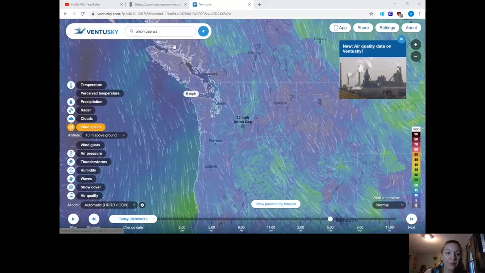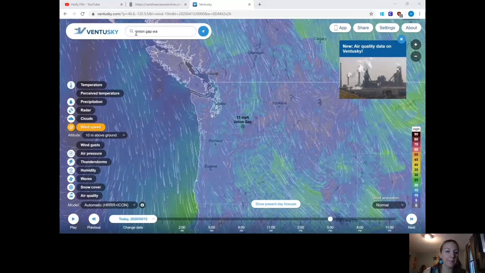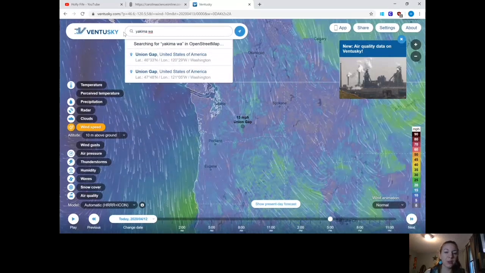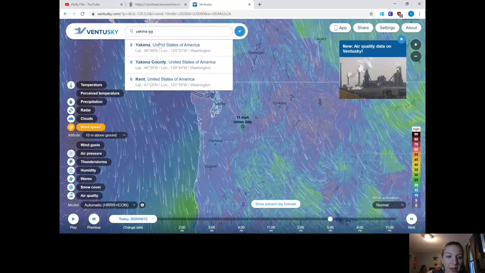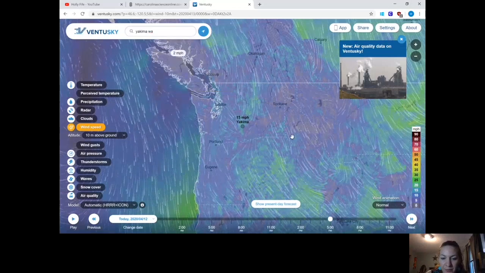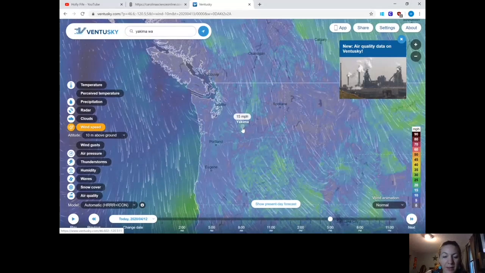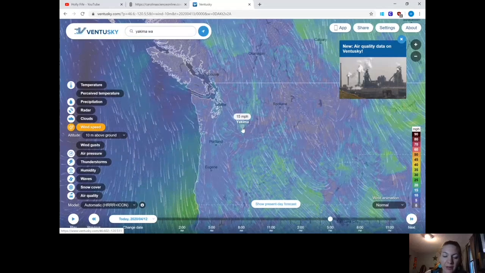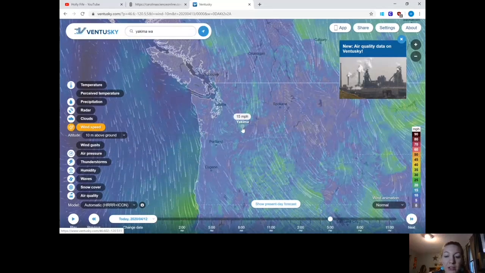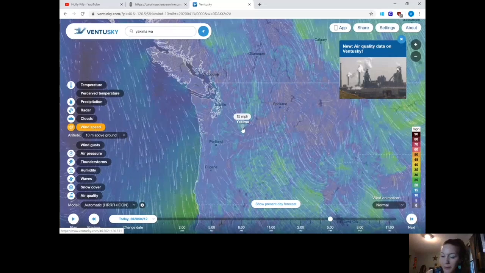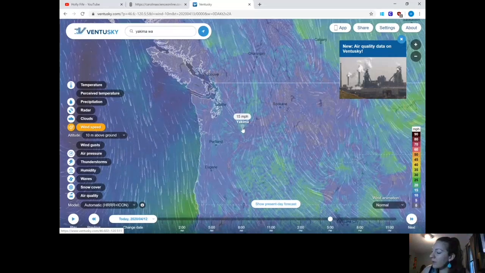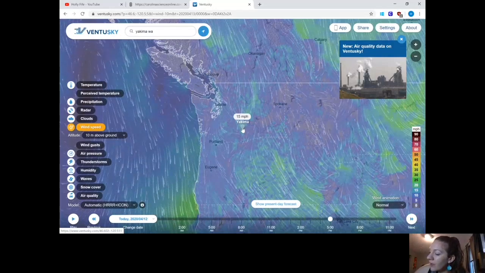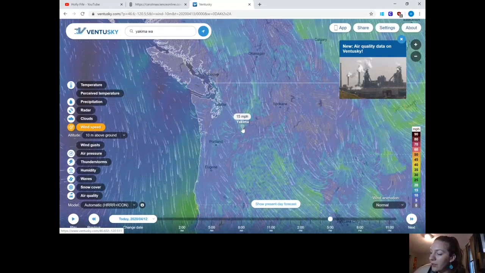Now, let's look at Yakima, which is right next door to you guys. Here we have Yakima. So Yakima is actually measured, I believe, at McAllister Airfield, where the airplanes are at. So Union Gap was 16 miles per hour, where Yakima was 15 miles per hour. Kind of interesting, huh? And they are just right close to each other.